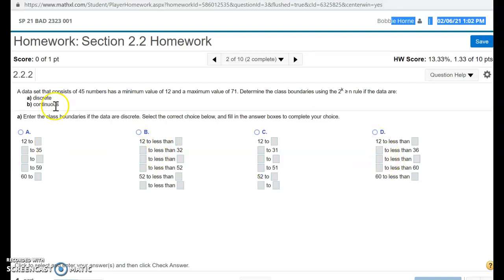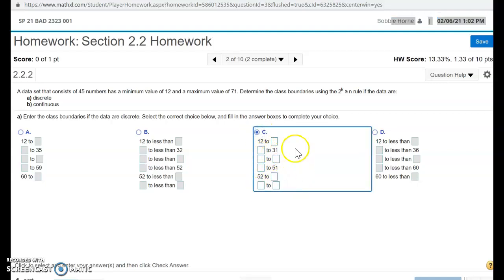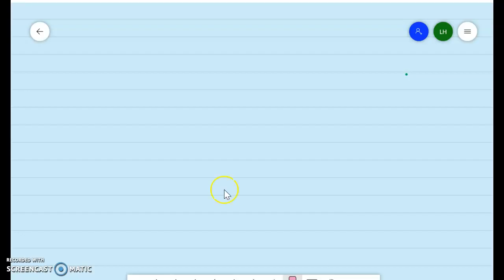What we have to decide is how many classes we have. So 2 to the 5th would be 32. That's not big enough. 2 to the 6th is 64. So we would have 6 classes. 1, 2, 3, 4, 5, 6. So this is our table. Okay, so let's look at the whiteboard.